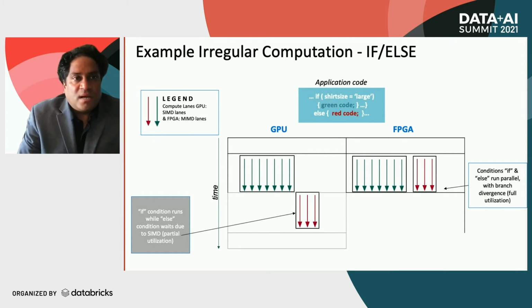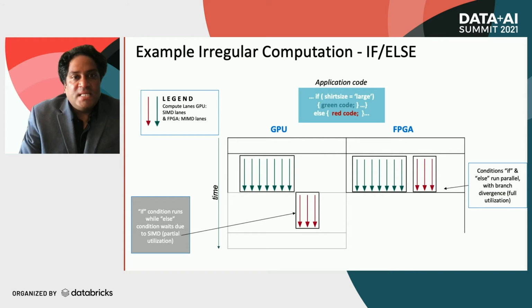So I mentioned irregular computations, and this is just an example where the two architectures behave differently. And what I want to do is show how the architecture affects the application, right? That's all this example is for. So if you look at the application code in blue, it's a piece of analytic written in, let's say, Scala for my Spark application. It's a retail application. And it says if the shirt size is equal to large, then do the code in green. Otherwise, do the code in red, right? And that's represented by the green and red arrows for the computation in the legend.